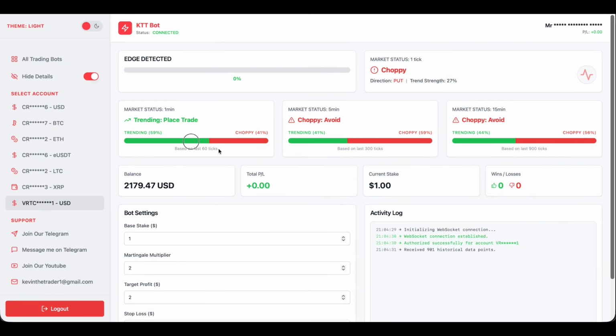Yeah, this is now based on 60 ticks. That's why it's 1 minute for our market status. So based on 60 ticks, we see that the market is trending at 46% and it's choppy at 54%. So that means the choppiness of the market is more than the trending of the market. And here is just the same.